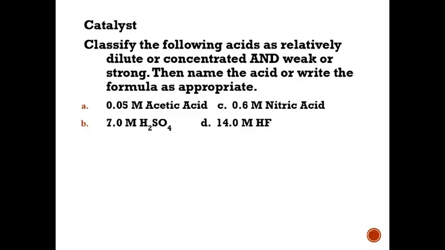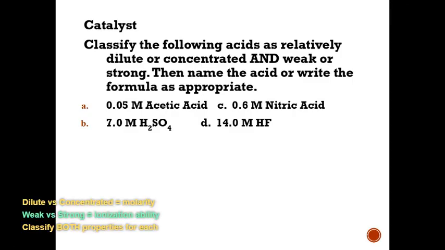We're classifying 4 acids using 2 criteria: concentration and acid strength. Remember, concentration tells us how many moles are dissolved, while strength refers to how completely an acid ionizes in water. Generally, concentrations below 1 M are dilute, above 1 M are concentrated.